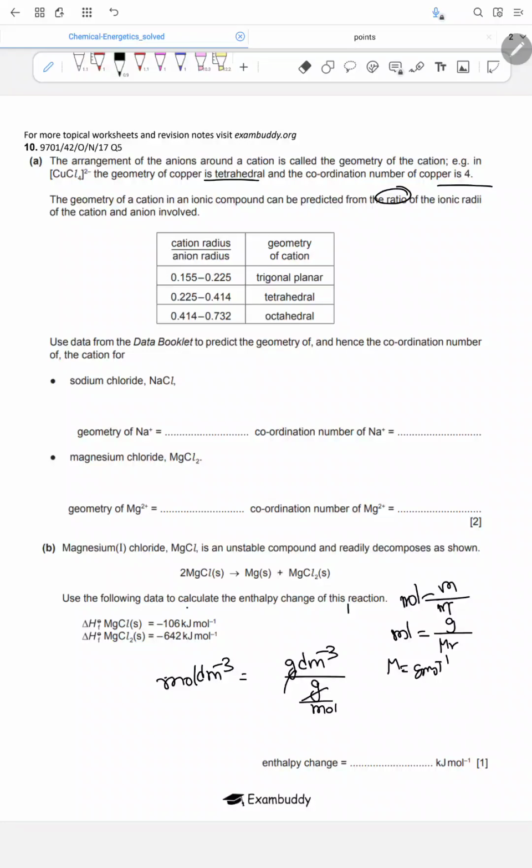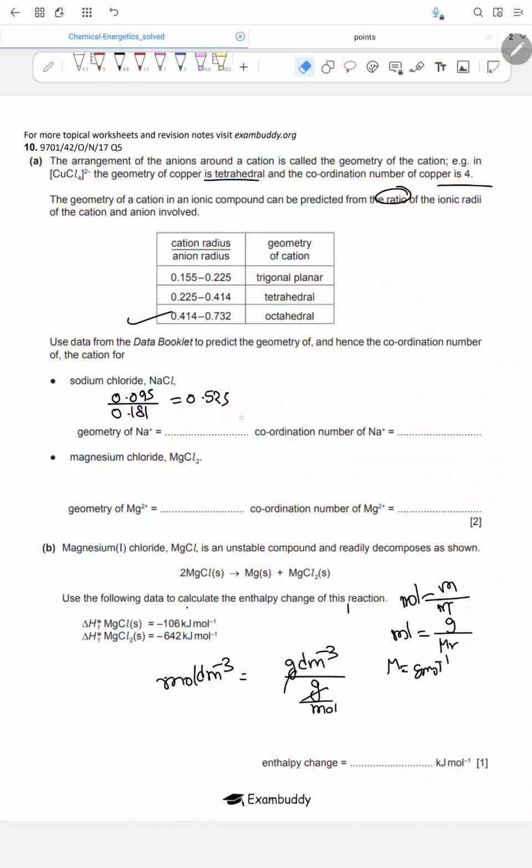So for sodium chloride, we have 0.095 over 0.181. As you can guess, the upper one is for sodium plus and the lower one is for chloride minus. It will give us a value of 0.525, and it lies in the last section, which is the octahedral structure. So it's the octahedral structure, the geometry of sodium.